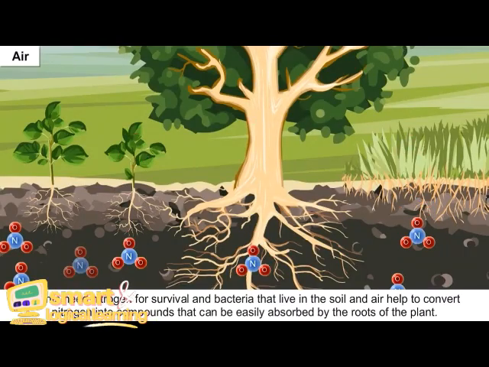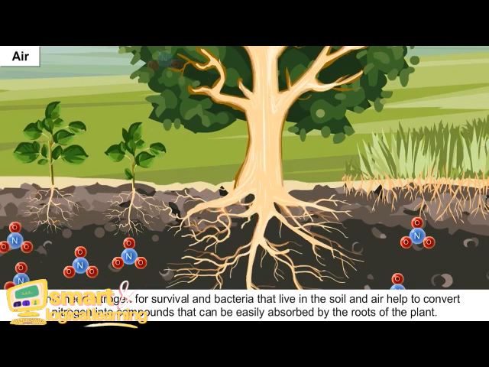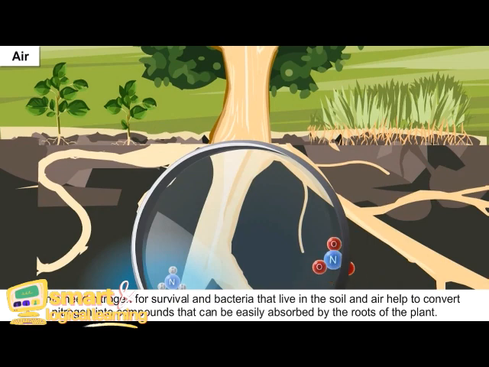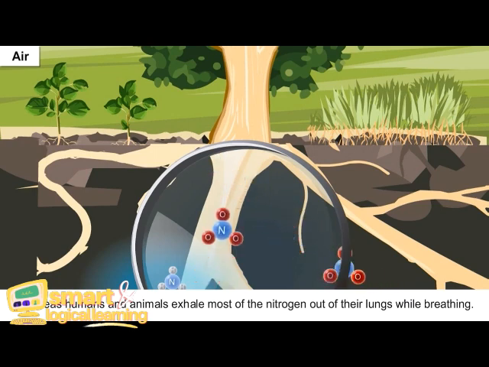Plants need nitrogen for survival, and bacteria that live in the soil and air help to convert nitrogen into compounds that can be easily absorbed by the roots of the plant. Whereas humans and animals exhale most of the nitrogen out of their lungs while breathing.